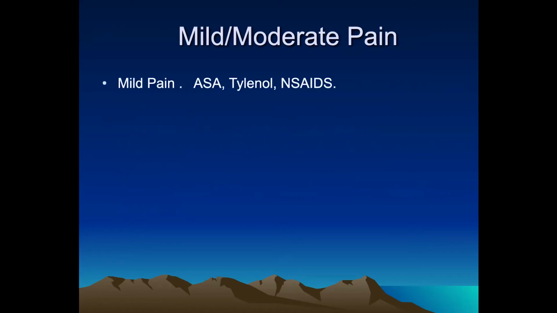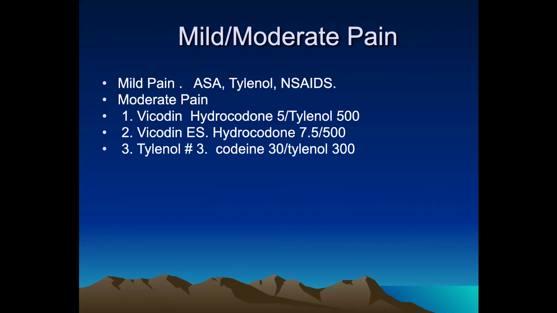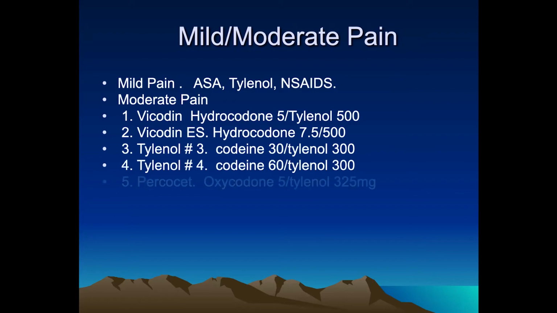So for mild pain: aspirin, acetaminophen, Tylenol, paracetamol, ibuprofen. For moderate pain: the hydrocodone derivatives, or Tylenol with codeine. Oxycodone is better than Tylenol with codeine.